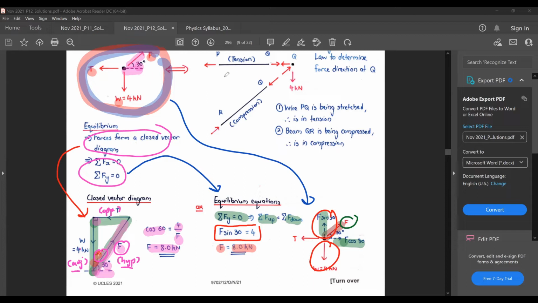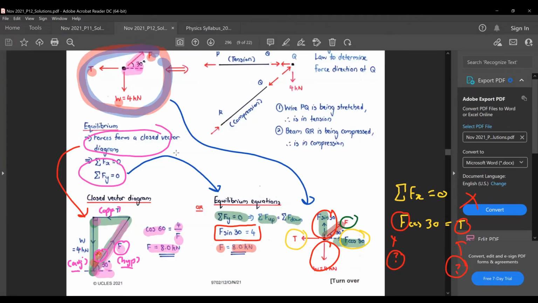Okay. Now, why is it that I don't consider the horizontal equilibrium case? If I consider the horizontal equilibrium case, sum of Fx is equal to 0. That would mean that F cos 30 is equal to T. You cannot proceed from here because F, what you want to find, is unknown. T is also unknown here. You cannot solve because there are two unknowns here. So that's why I do not use the horizontal equilibrium case. I use the vertical equilibrium case.